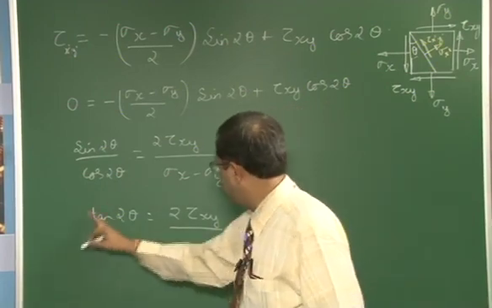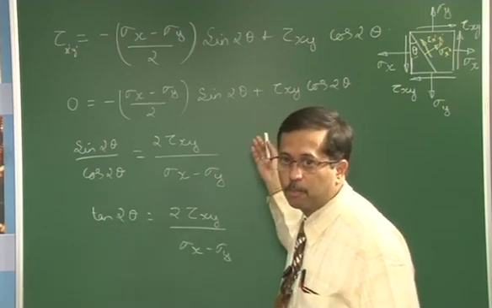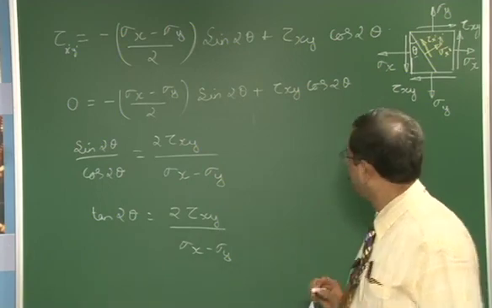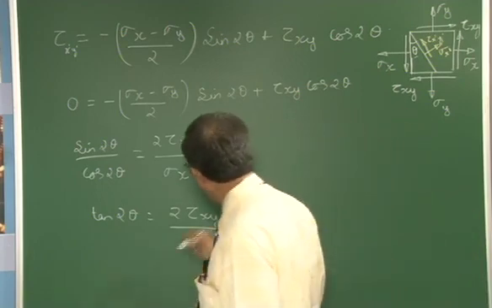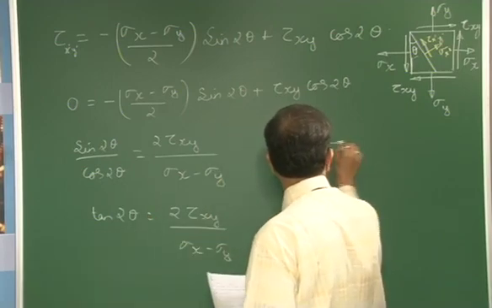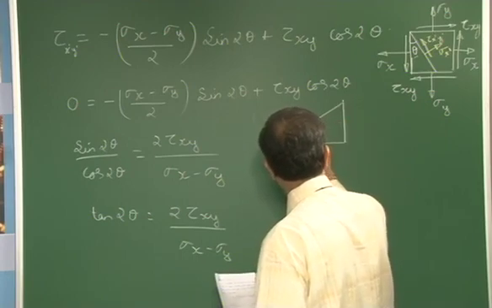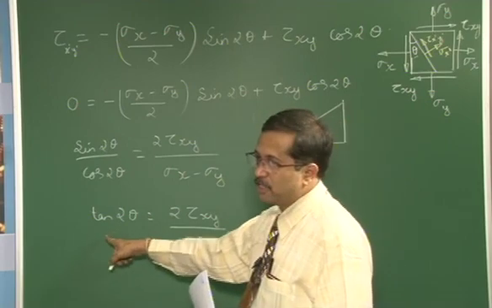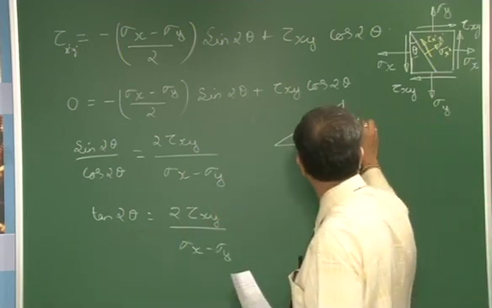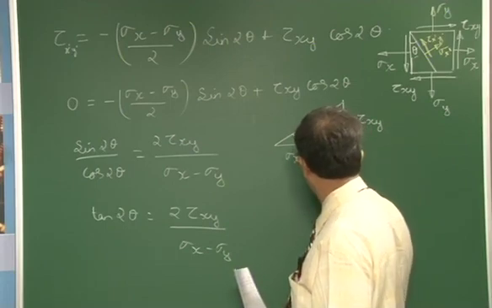So, corresponding to this angle theta, the stress that is going to be acting normal to that plane, we would call it the principal stress. Now, with this, we can draw this triangle where if I represent this angle as 2 theta, then according to this, tan 2 theta is opposite by adjacent. So this would be 2 tau xy and this would be sigma x minus sigma y.